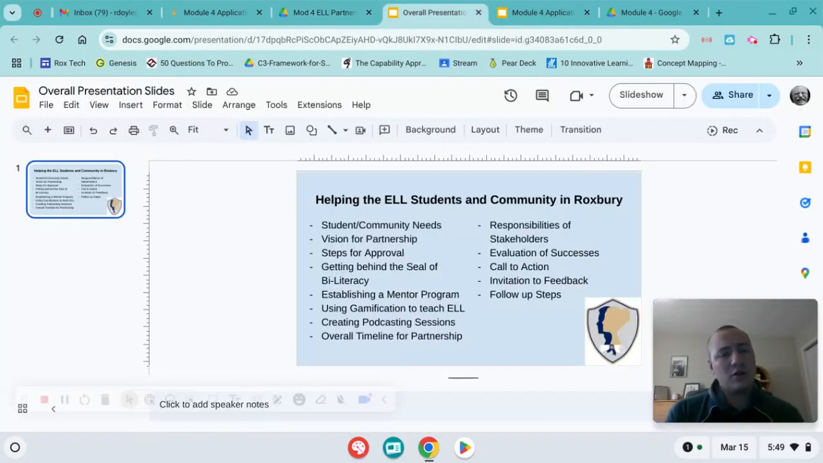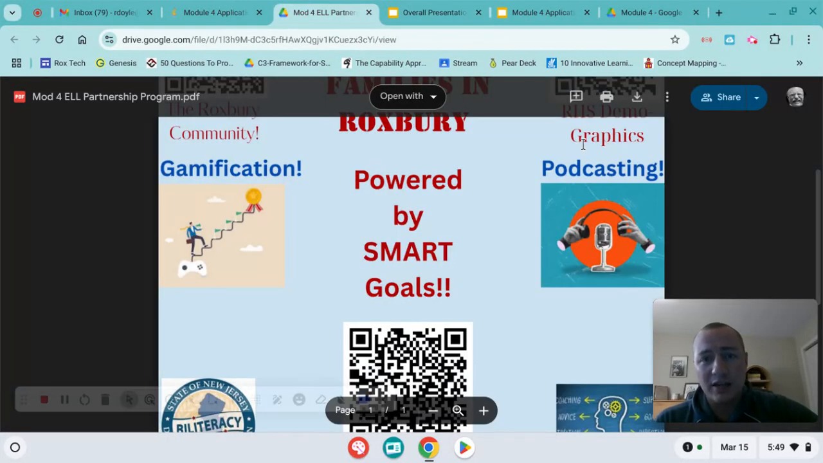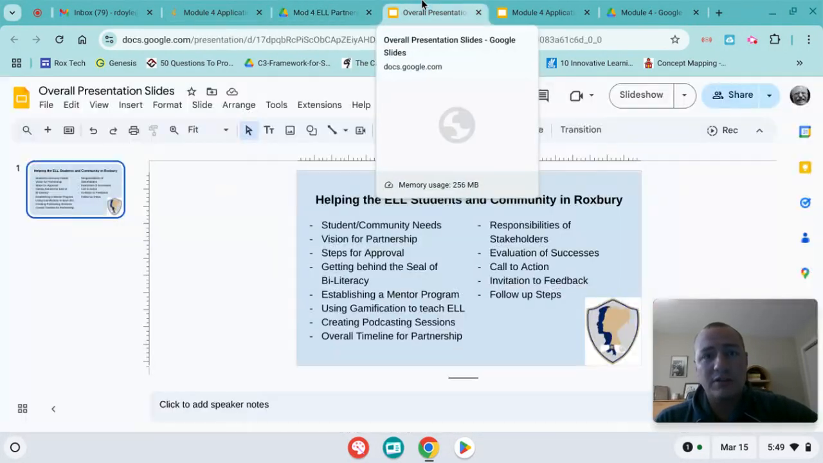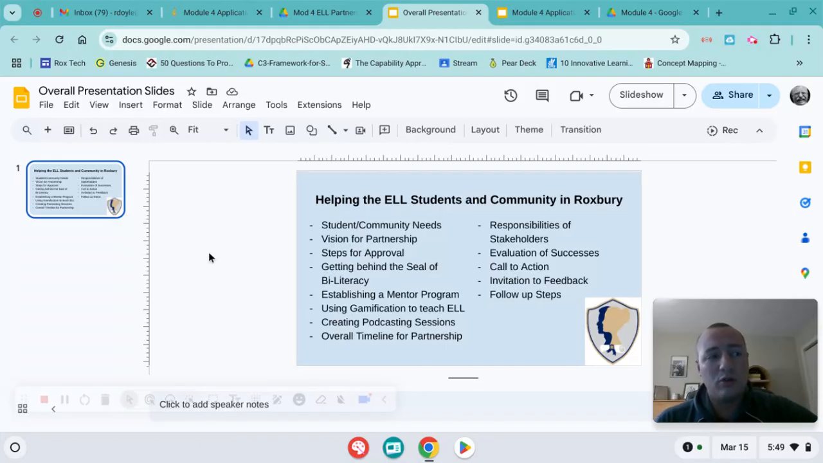So we got to start off with student and community needs. Why do we do this? What is the point of this? It is to help students, specifically ELL students, in closing academic achievement gaps. So again, if you were to access this data here from the RHS demographics, we have a group of students at our high school and throughout the district that are struggling. The main focus is going to be on state assessment data. That is goal number 1.